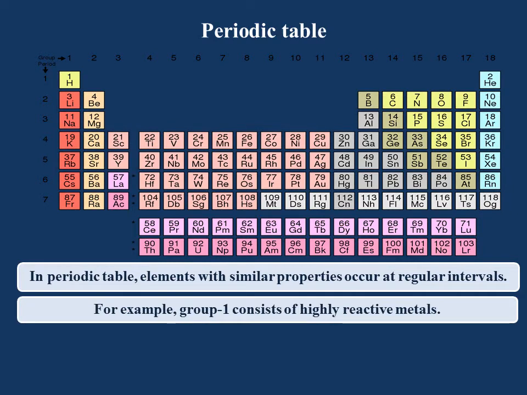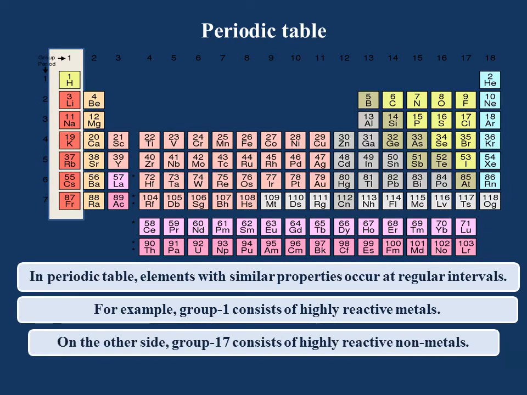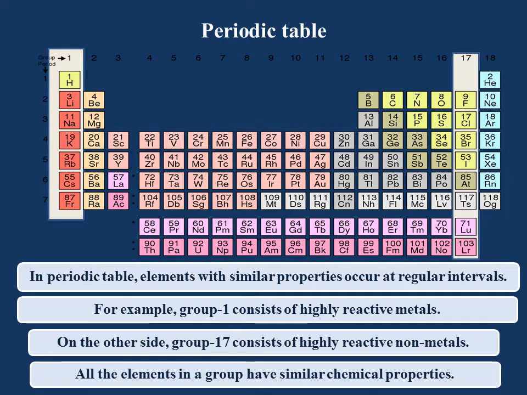For example, group 1 consists of highly reactive metals such as lithium, sodium, potassium. All the elements of this group show metal characteristics. On the other side, group 17 consists of highly reactive nonmetals such as fluorine, chlorine, bromine, iodine. All the elements of group 17 show the characteristics of nonmetals. All the elements in a group have similar chemical properties.